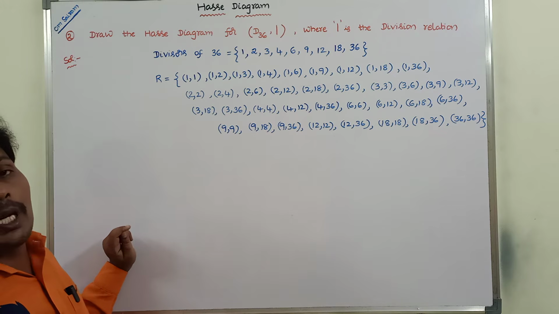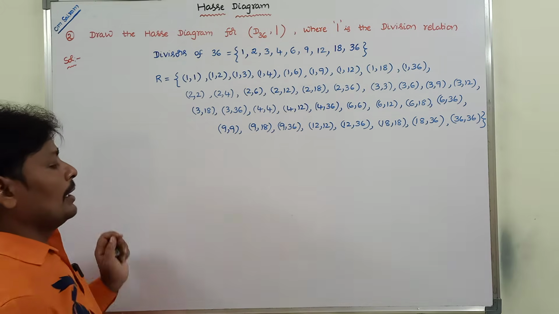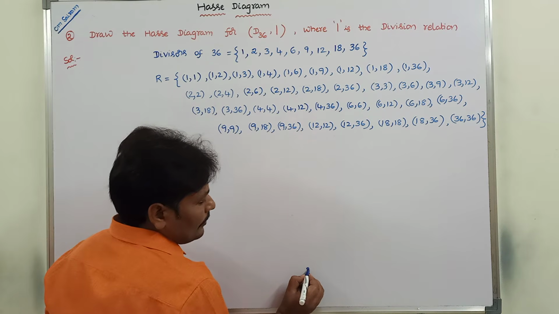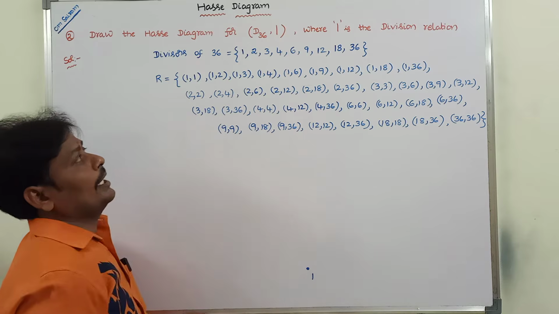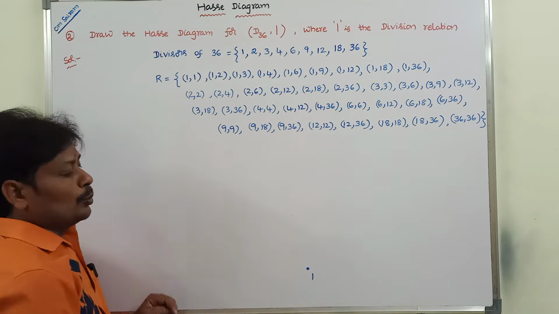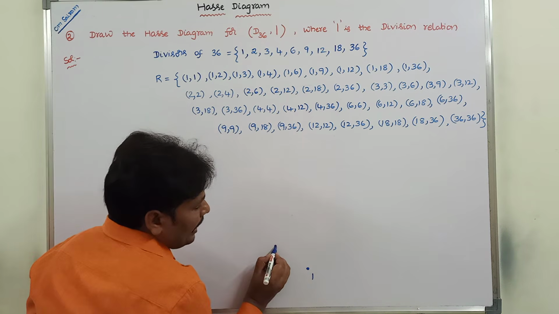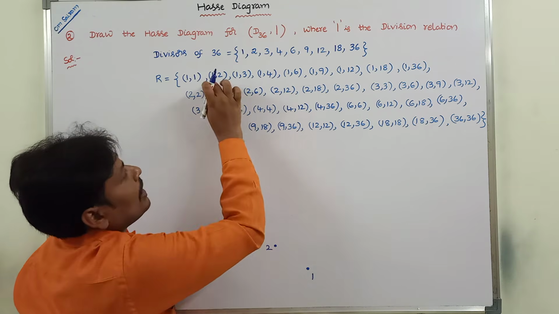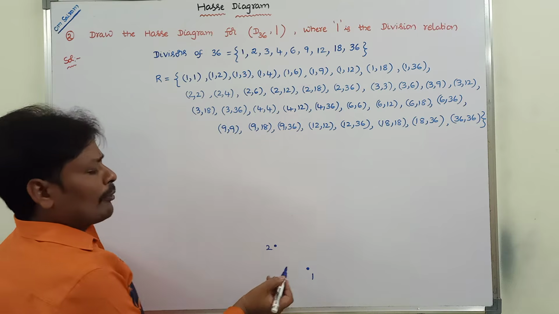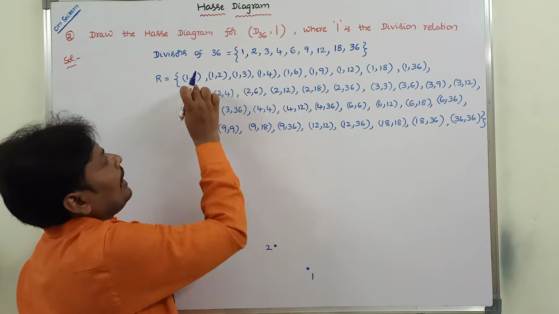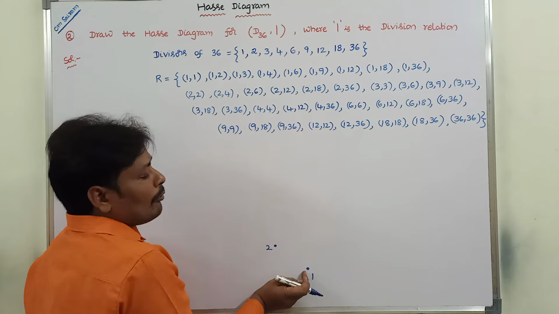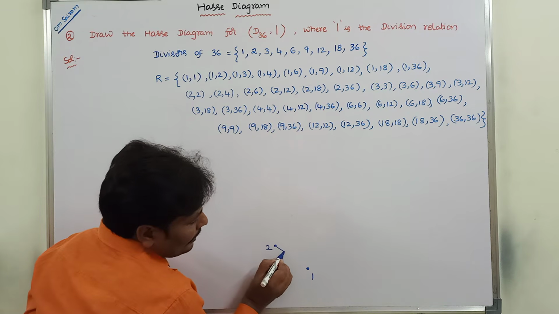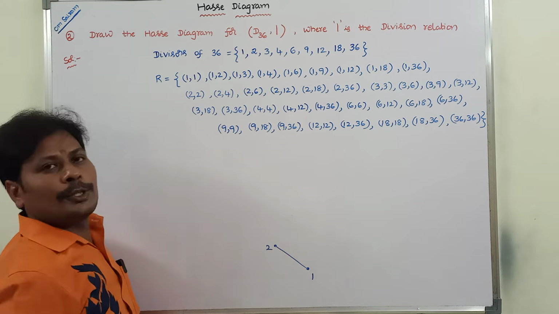Now we have to draw the Hasse diagram. First element I am taking is 1. What is the next element? 2. I am taking element 2. 1 divides 2 because the pair (1, 2) is in the relation. 1 divides 1 first, the ordered pair we are getting. Next, 1 divides 2. Yes. So then we have to draw the edge between 1 and 2.